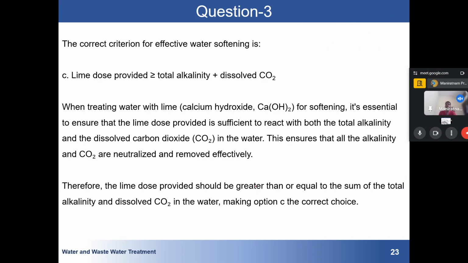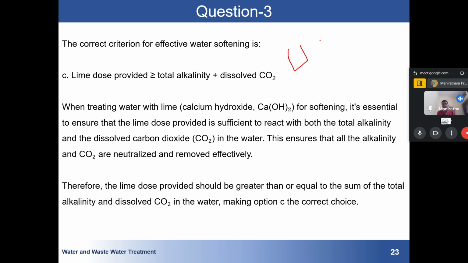Coming to the question: lime dosage should be greater than total alkalinity plus dissolved CO2. We know that in water there will be some dissolved CO2, because this CO2 will give carbonate, bicarbonate and other ions of carbonate, and we know that alkalinity is due to carbonate only. So how much lime should I add? You have to add that much lime that will remove the dissolved CO2 and also the alkalinity.